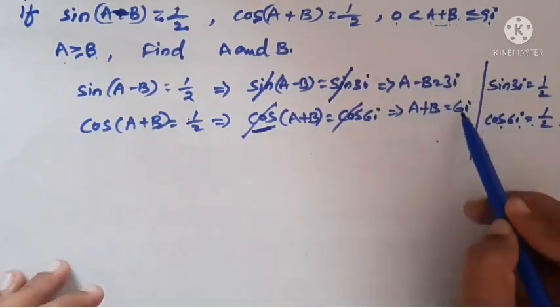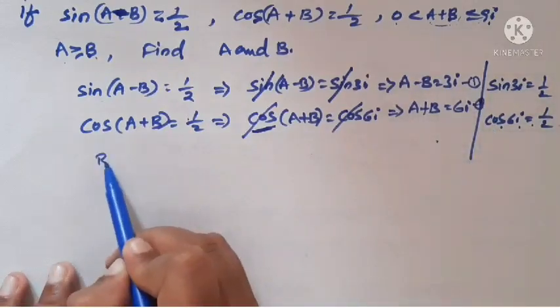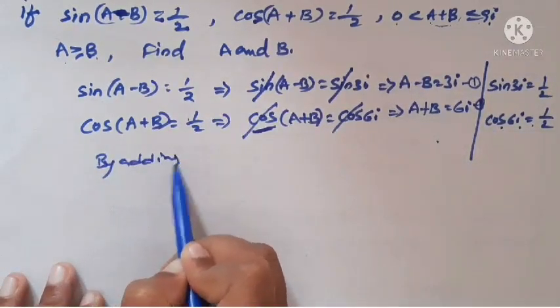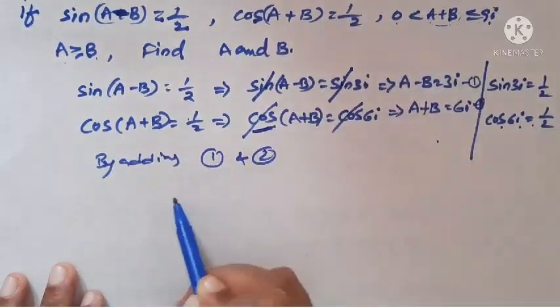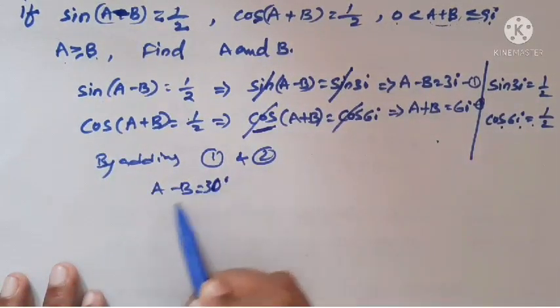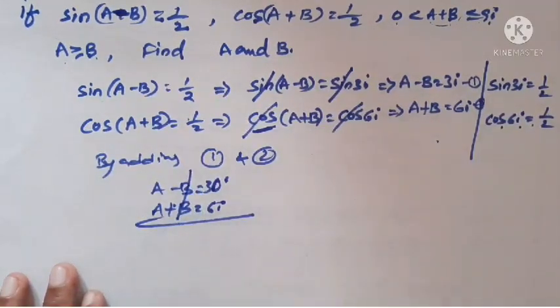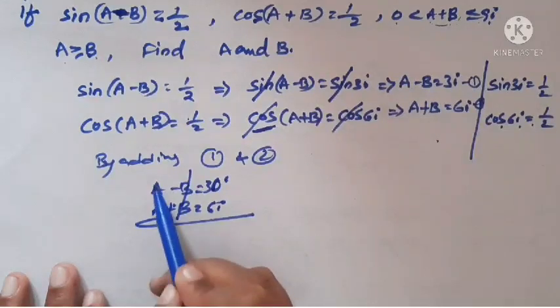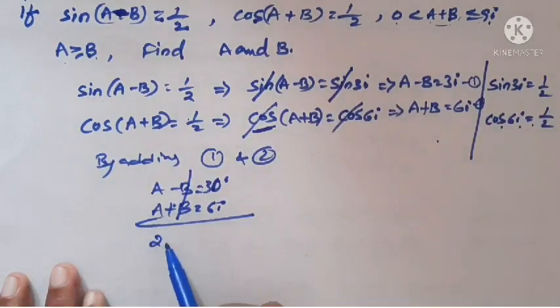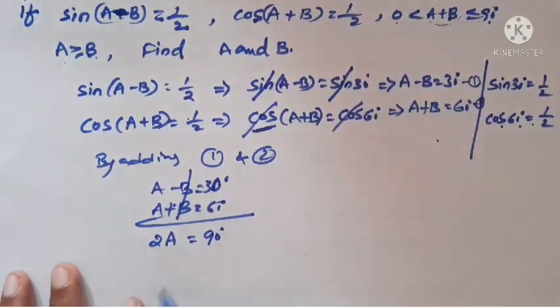Now you add these two, equation 1 and equation 2. By adding 1 and 2: A minus B equals 30 degrees, A plus B equals 60 degrees. Minus B plus B cancels. And how much? A plus A you have 2A, and 30 plus 60 you have 90 degrees, and A equals 90 by 2. A equals 45 degrees.